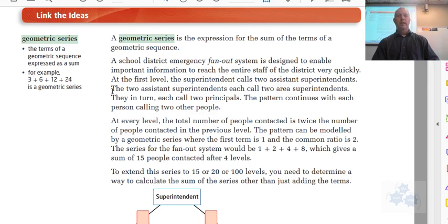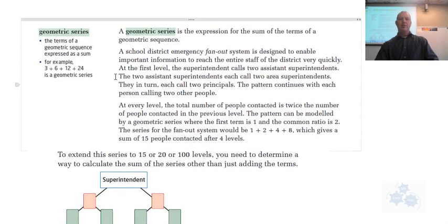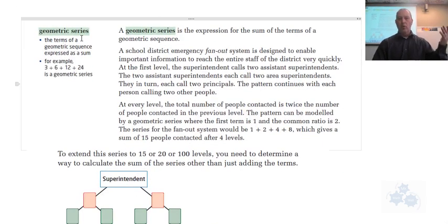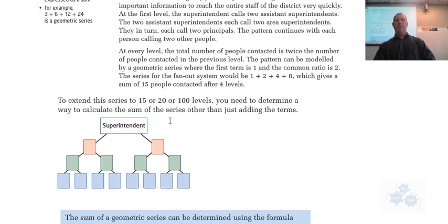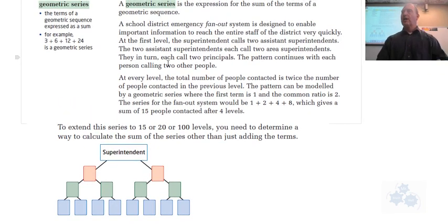So, a geometric series, I have this clipped out into the notes here. It, of course, is the sum of all of the terms in a geometric sequence. Let's do an example that might help you to understand where we might use a geometric series. If a school district has an emergency fan-out system, or emergency phone tree, it's designed to enable important information to reach the entire staff very quickly.